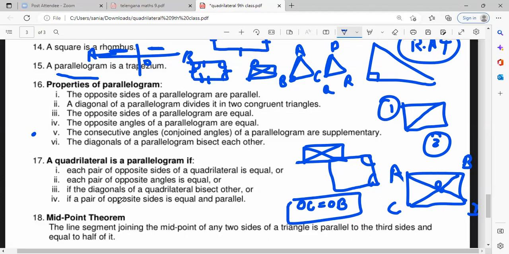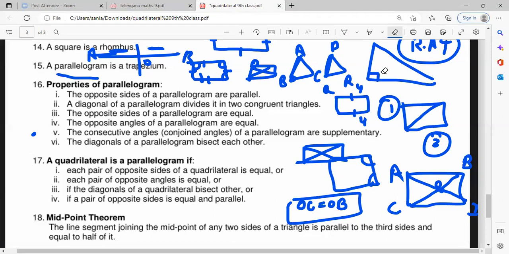And next is if a pair of opposite sides are equal and parallel. A pair of opposite sides means they are opposite, plus they should be equal. For example, this is a quadrilateral. They are parallel, you can see, but they should also be equal. Like this should be 4 centimeters, so this should also be 4 centimeters. Clear? So Isahq, you will write these two things.